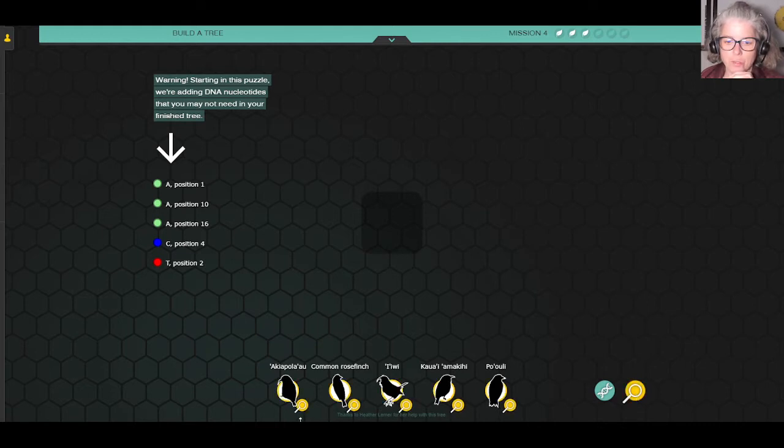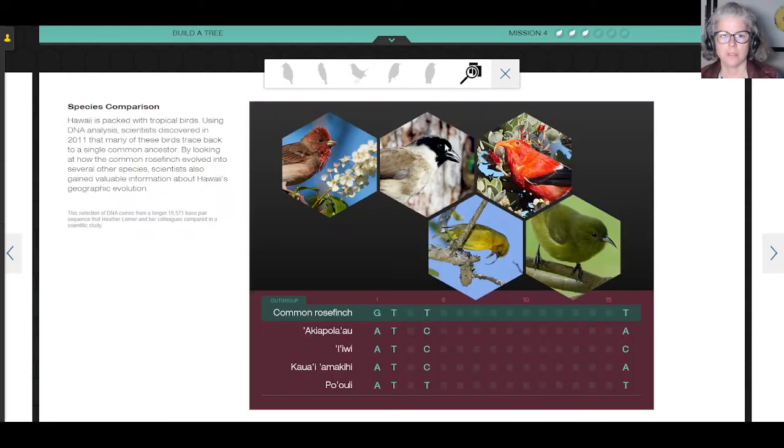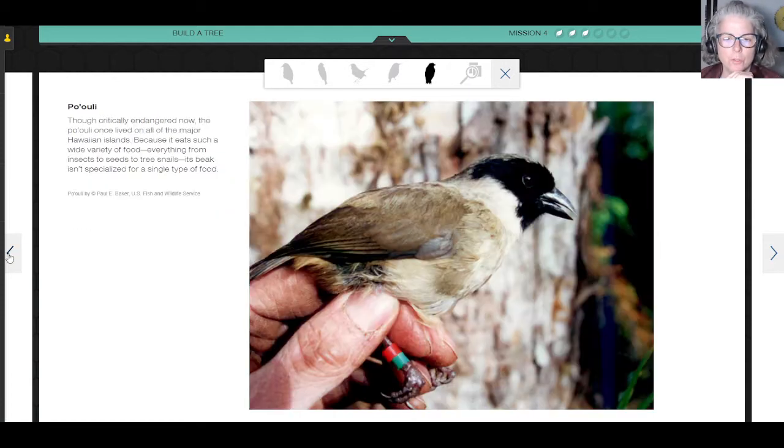And I will give you a little hint or tip on this one: there is a bird that is, how do they describe it? An outgroup, and that's the common rose finch. So recall that that is the one that goes to the far right. It's got its own line. There's nothing connected to it. It has a common ancestor, but there's nothing connected to it.